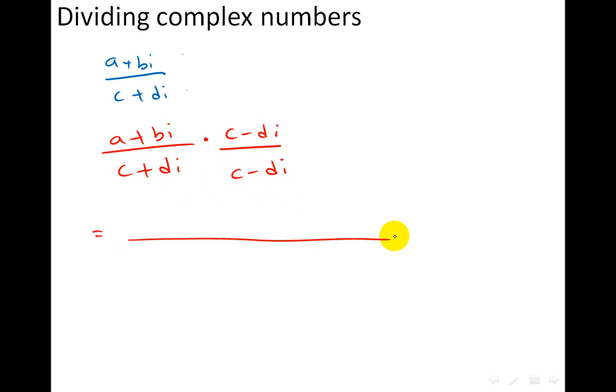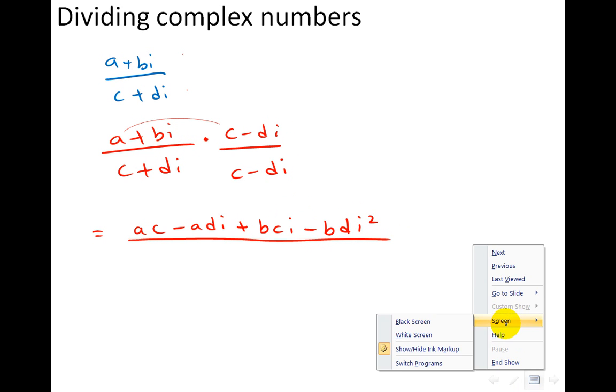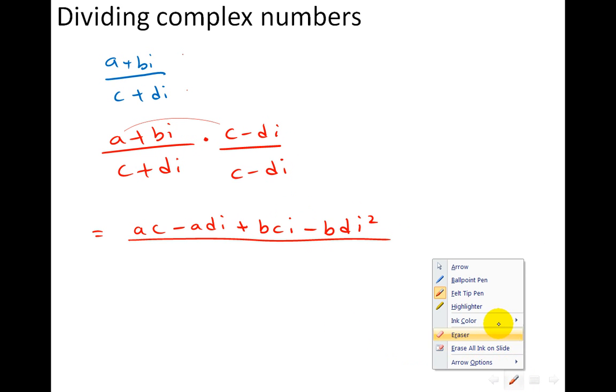Once we start multiplying, I'll start with the numerator. You have a times c, ac, a times negative di, negative adi, bi times c, bci. Here b times negative d will give you negative bd i squared, and here i times i will give you i squared. Okay, next I will go to the denominator.